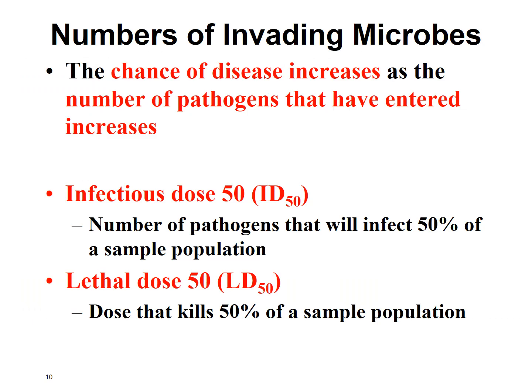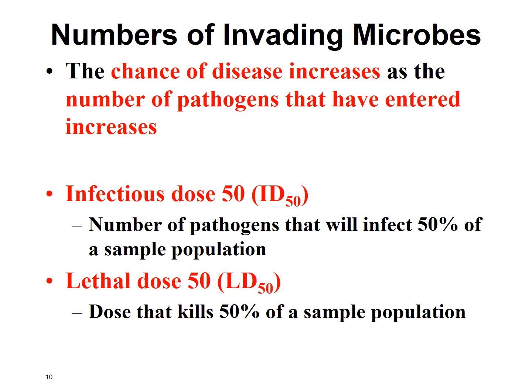So the number of microorganisms actually is really important. So the more they get into your body, the better chance you're going to have of developing the disease. So for each microorganism, we have an infectious dose 50. So that's just the number of pathogens that will infect 50% of a sample population. So a good example of infectious dose 50 would be for E. coli. So for E. coli, it would take ingesting 1 million E. coli bacteria to make you sick and get diarrhea.